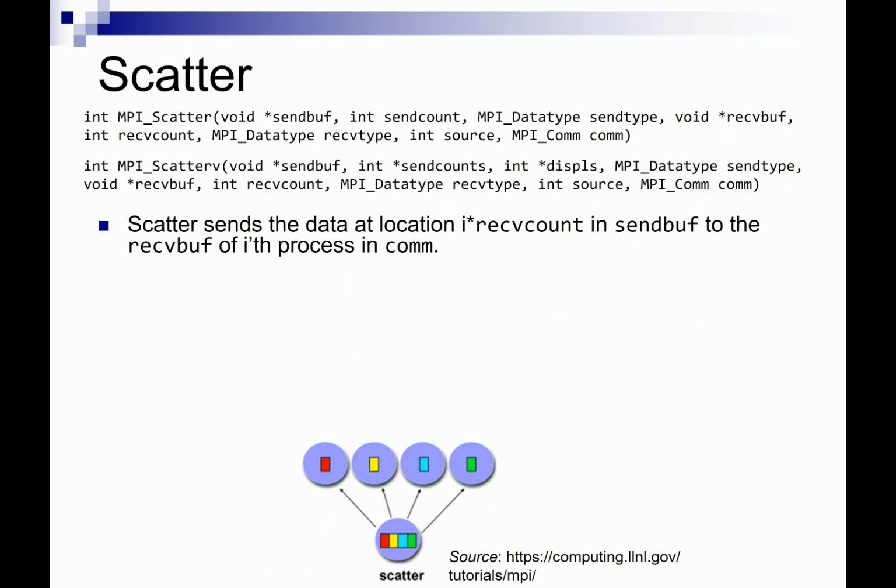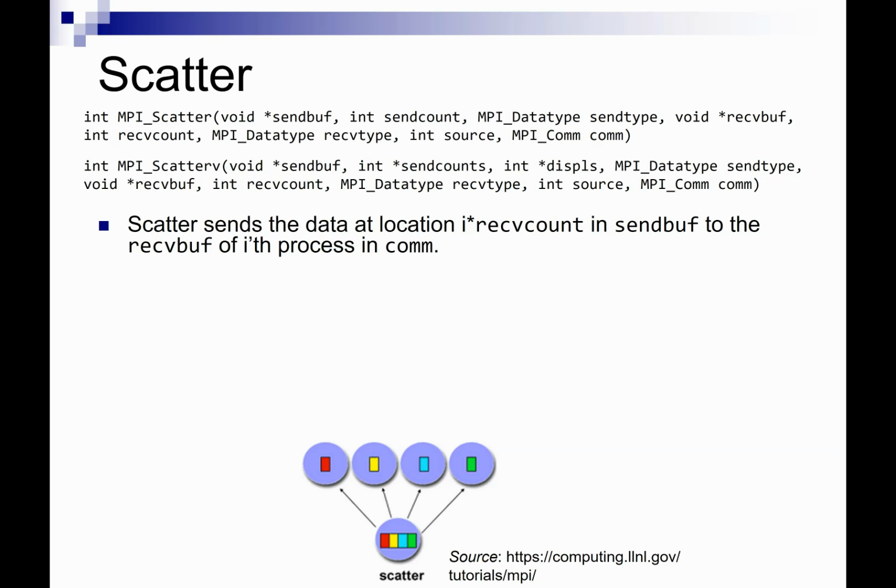Okay, so the next operation is scatter. Scatter is basically the reverse of gather. Gather is where everybody has, let's say, k items, and I collect all of these items and end up with k times t items. Scatter is the opposite.